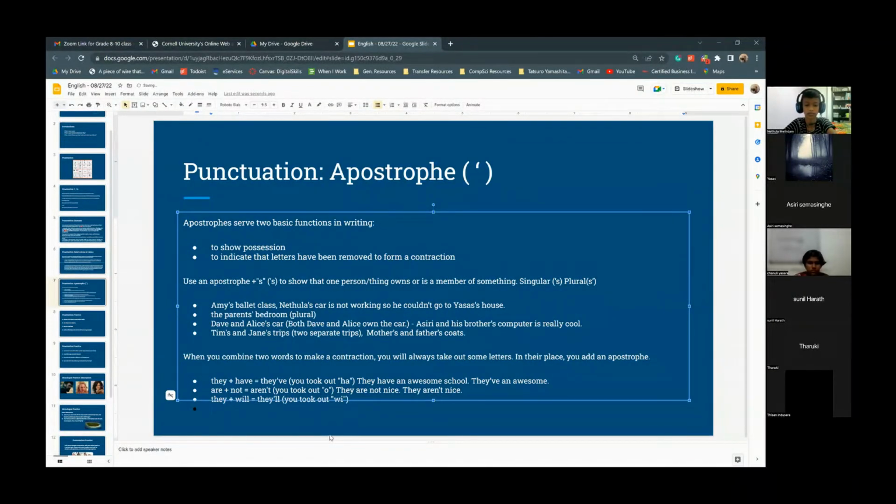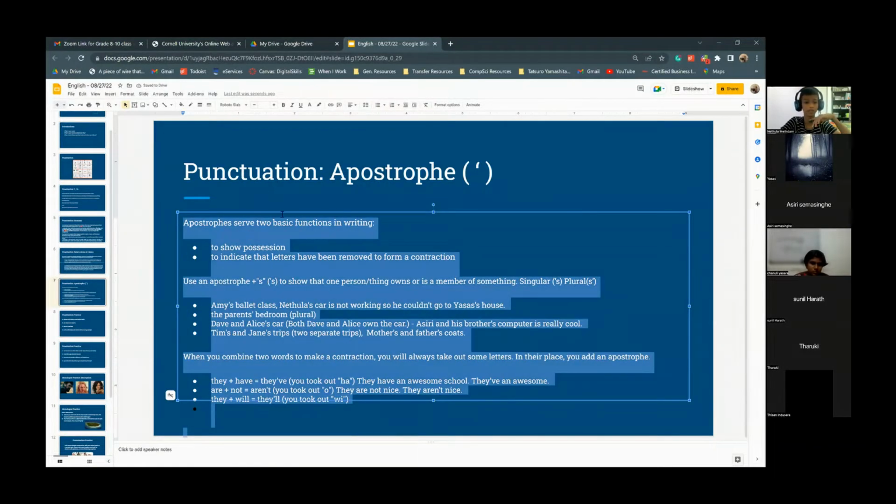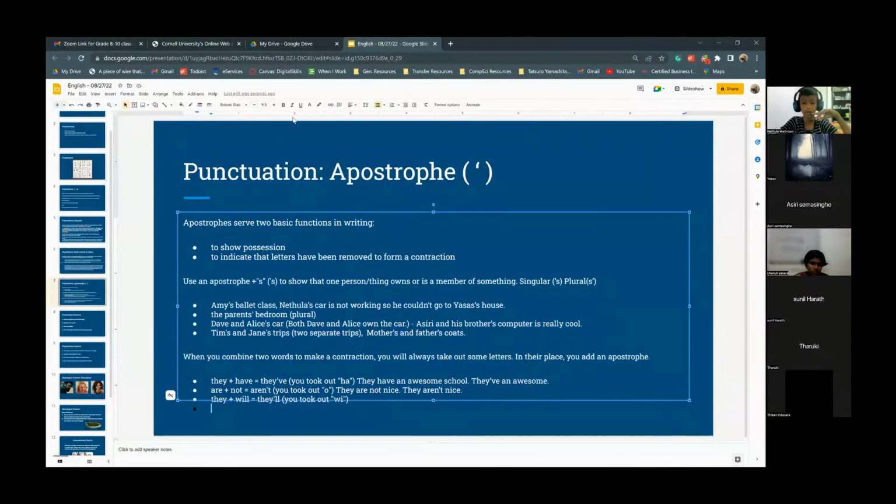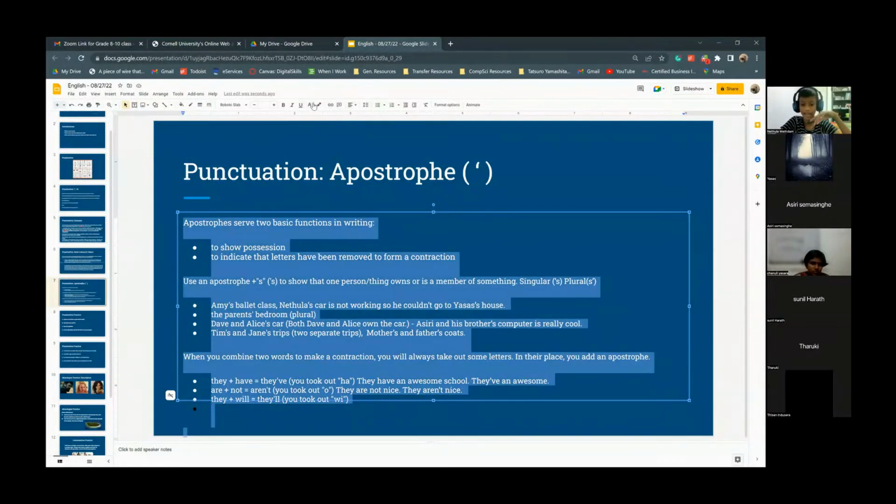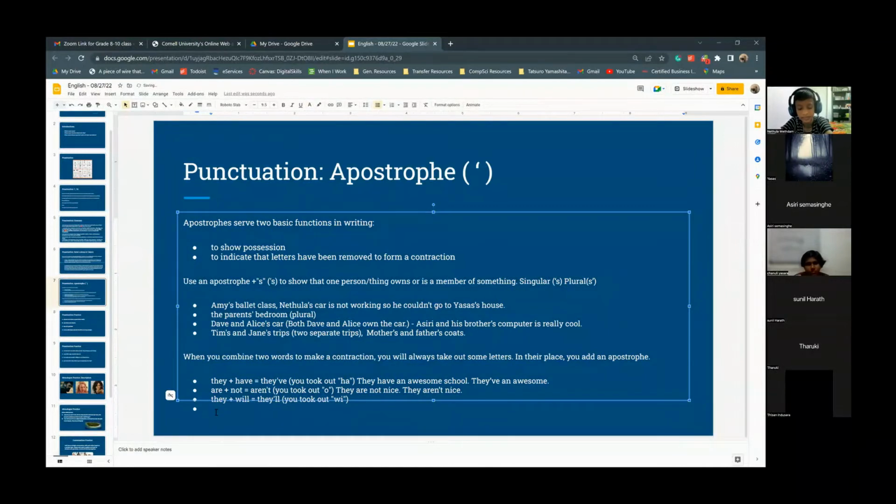So can someone give me one more example of a contraction that they've seen in English before? "I am Netula. I'm Netula." Yes, "I'm Netula." So "I apostrophe am" would be "I am," right? So we just took out the A in this example. So an example of using "I'm" in a sentence would be "I'm Netula."